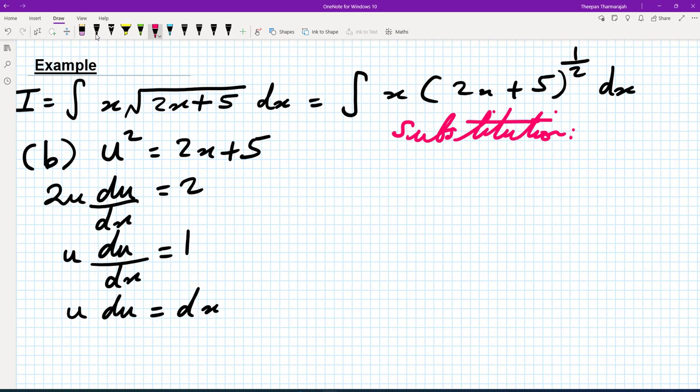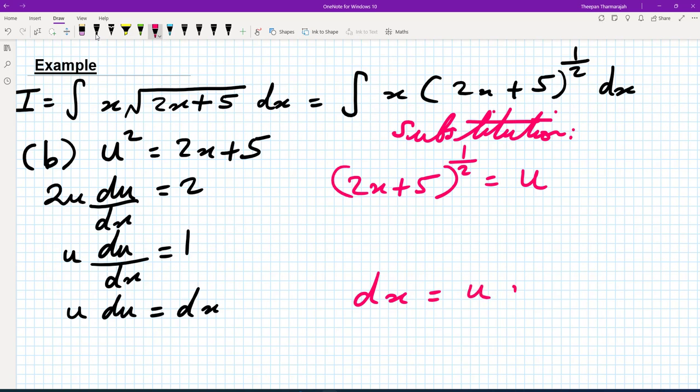we can see that (2x plus 5) raised to the power of a half will be exactly u. And we can say that dx is going to be u du. But we don't have a substitution at the moment for x.